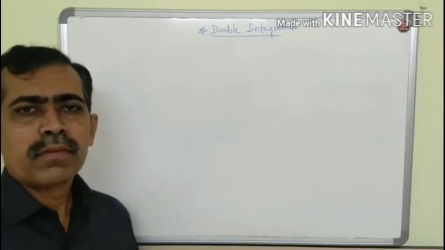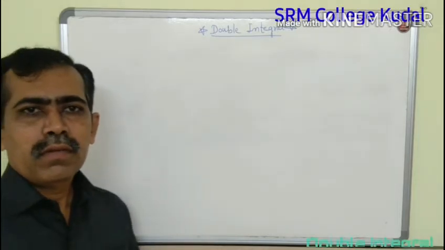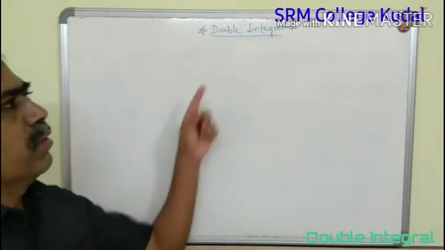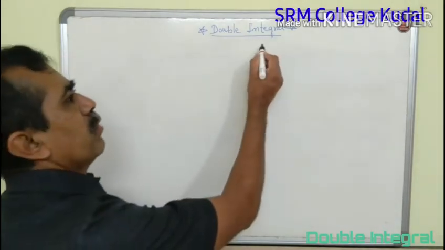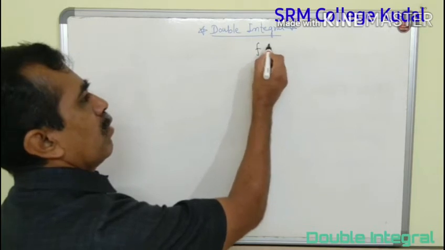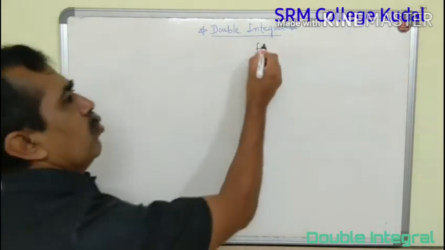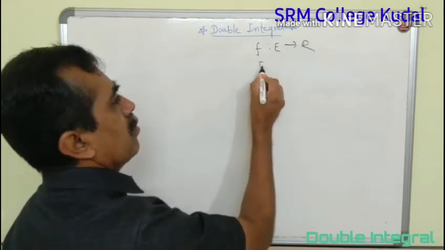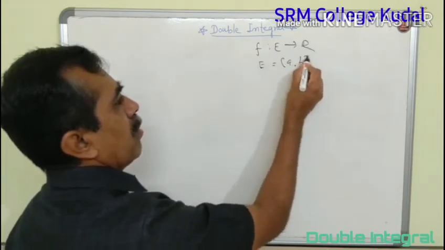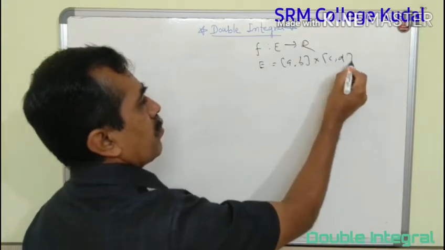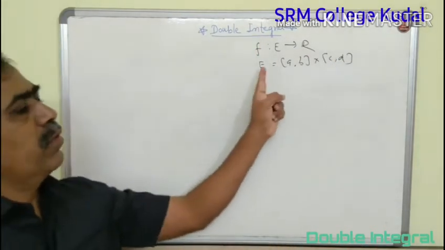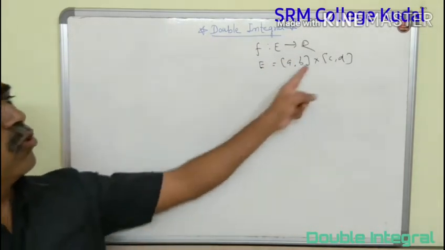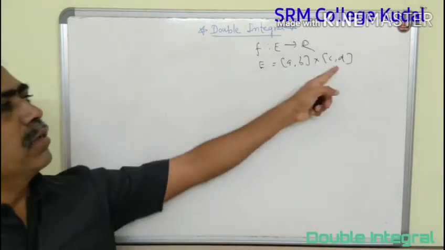Hello everyone. We will start with the definition of double integral. To define double integral of a function f over a domain E, where E is the rectangle AB cross CD. Suppose f is a bounded function defined on a rectangle which is given by the cross product of two closed intervals AB and CD.